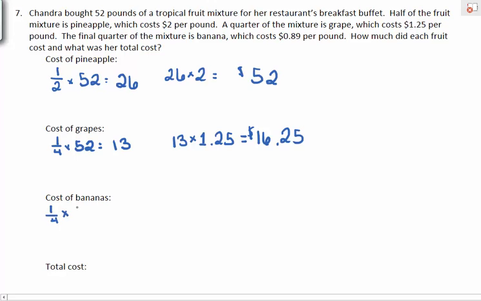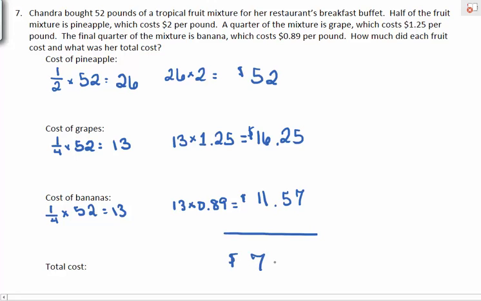A quarter of the 52 pounds was bananas, so we had 13 pounds of bananas. These cost 89 cents per pound. This gives us $11.57 spent on bananas. To find the total cost, we'll add all of these up. So the total cost, $79.82.